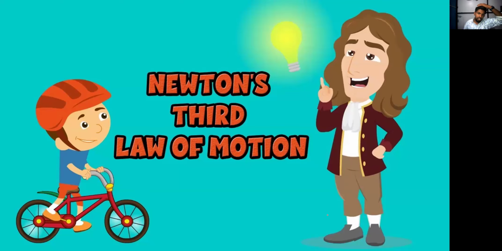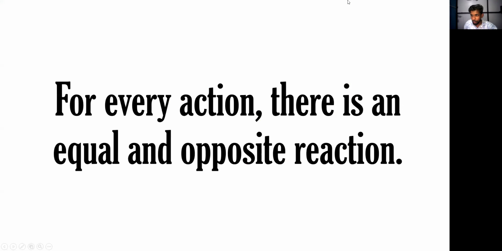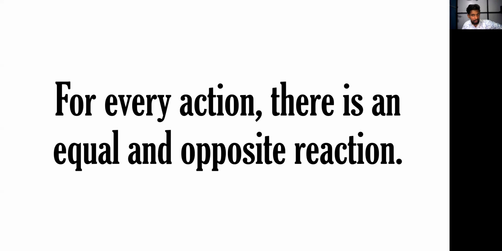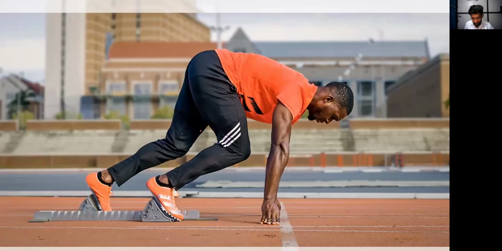Now we are going to discuss Newton's third law. It is the easiest law, and there's no need to worry about this one. It is very easy compared to the previous laws. Newton's third law says that each and every action has an equal and opposite reaction. Look at this picture below. There's a runner, an athlete. He applies force on the surface, and the surface applies an equal and opposite force.